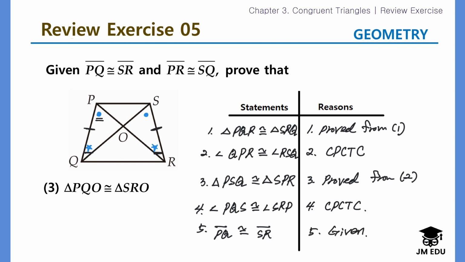So look at these two triangles. This triangle right here and this triangle right here are congruent by angle, side, angle, right? So we can conclude that number 6, triangle PQO is congruent to triangle SRO by angle, side, angle congruence.